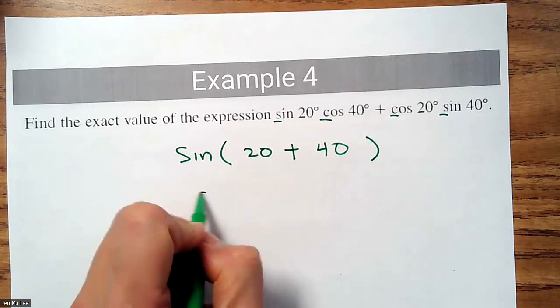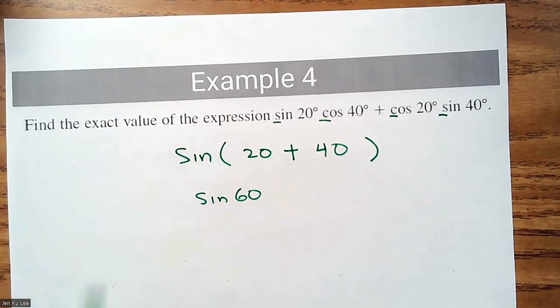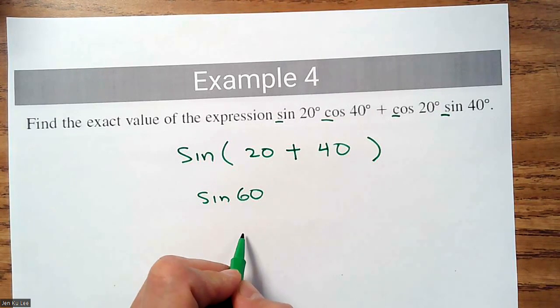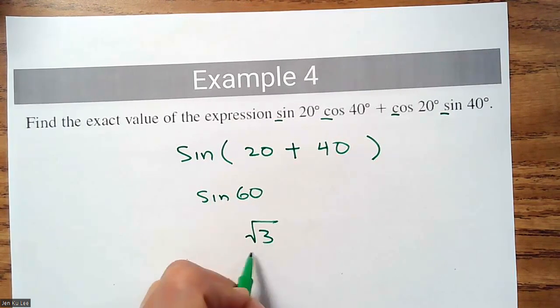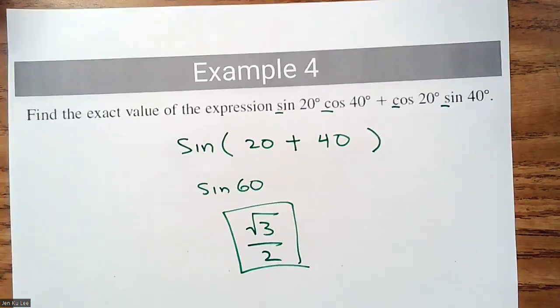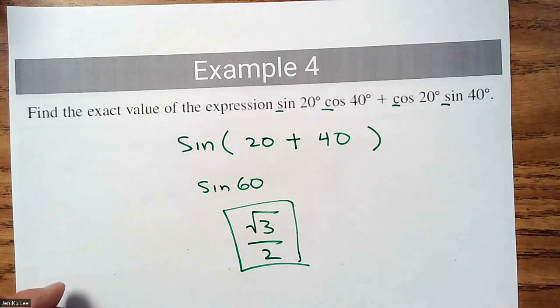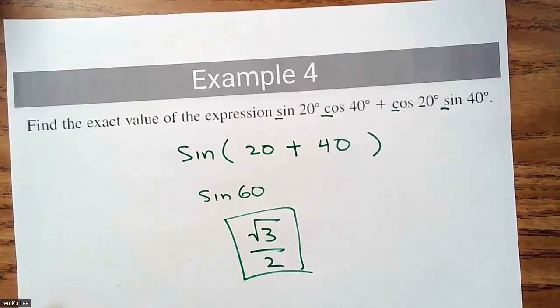So sine of 20 plus 40 is 60. So what is the sine of 60? You can draw it out. We drew out a lot of triangles today. It's square root of 3 over 2. Okay? That's it. Just recognize the formula and work backwards. Sometimes it'll be like the tangent formula, which is easy to spot. Cool? That's the lesson for today. Thank you very much, and I'll see you on the next one.